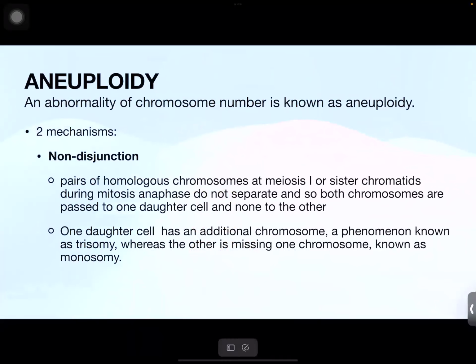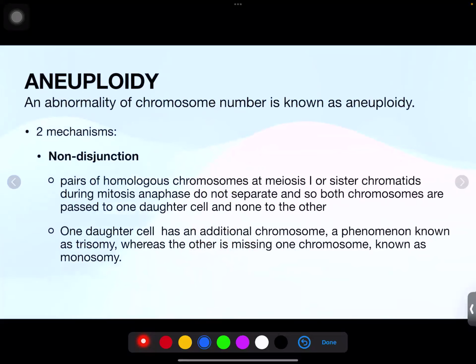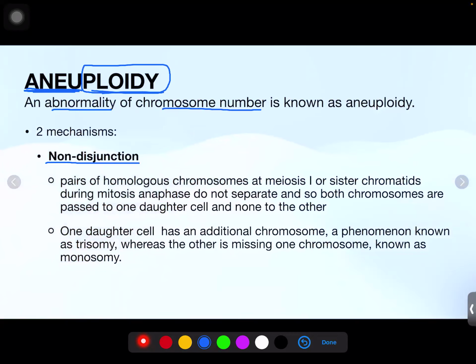Okay, so coming on to a very important topic, it's aneuploidy. So what is aneuploidy? Ploidy means chromosome number, and aneuploidy is an abnormality. So any abnormality of chromosome number is known as aneuploidy. And why is there an abnormality of chromosome number? What is the mechanism of this abnormality? So the very common mechanism of aneuploidy is non-disjunction.